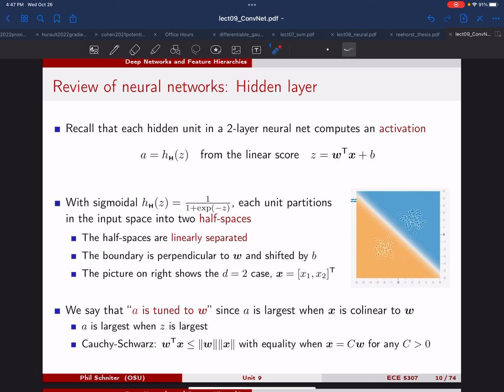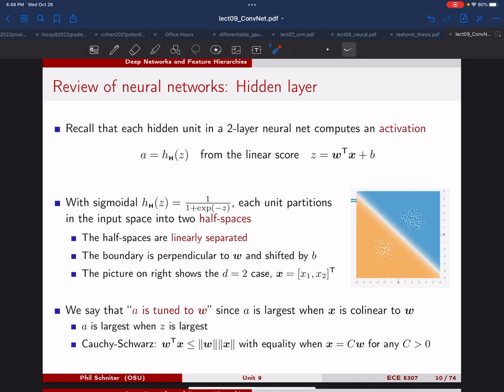And you can think about this as effectively splitting your feature space into two half spaces, in this case, the blue and the yellow. Because it's a linear classifier, the half spaces are linearly separated. And this is basically a building block of what this deep network is doing. This is one little building block.